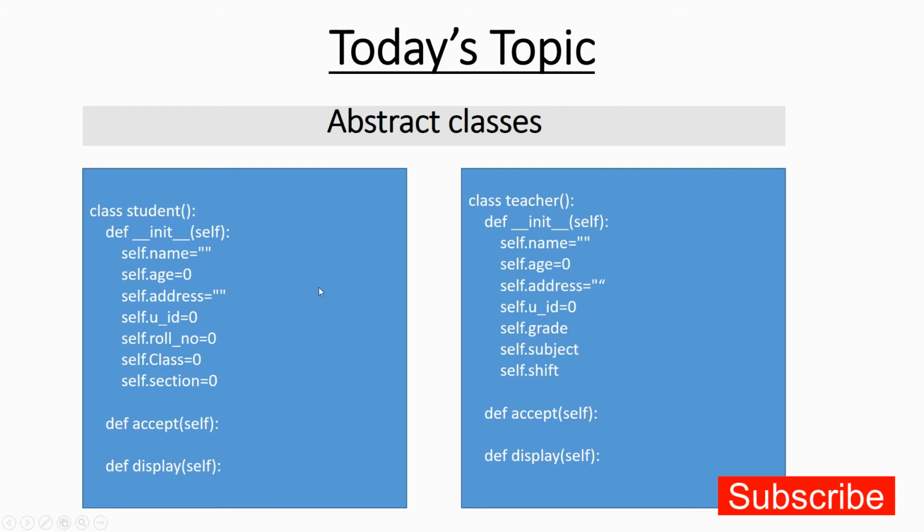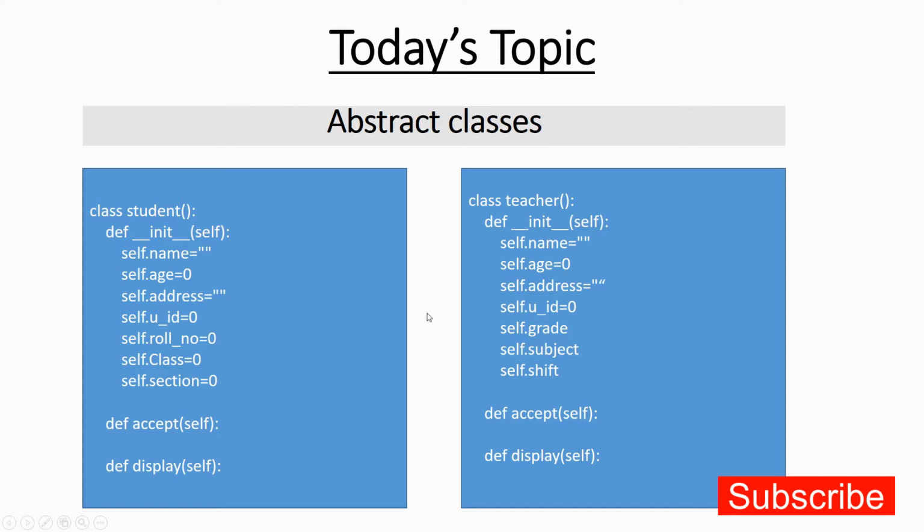And then we will also have a model that is a teacher. The teacher will also have the basic information, that is name, age, address, and the unique ID of the teacher, and then there will be something different from the student because it's a teacher. The teacher will have information like the grade of the teacher, the subject that the teacher is taking, and the shift in which the teacher comes. Maybe there are two shifts in the school. So these are the two classes.